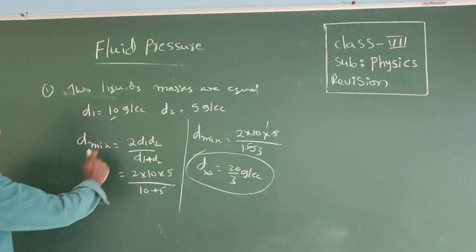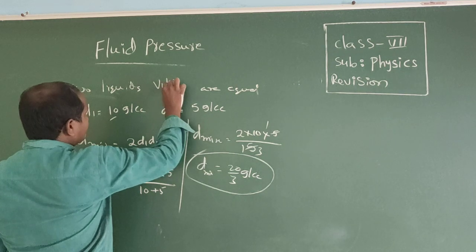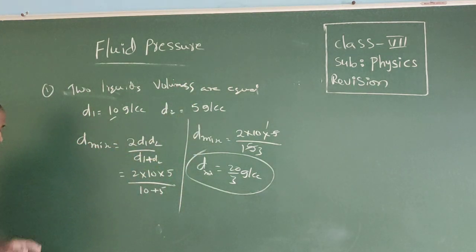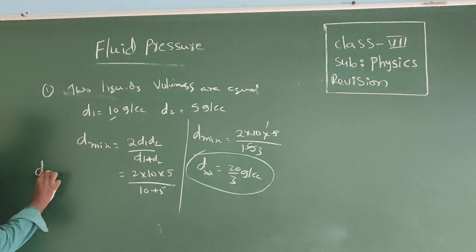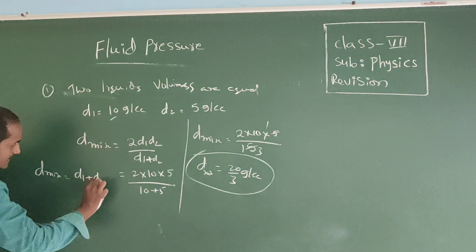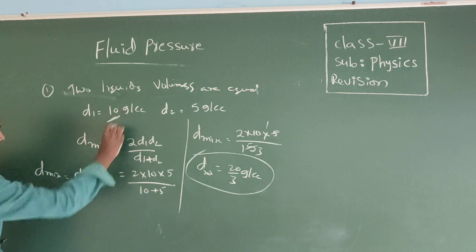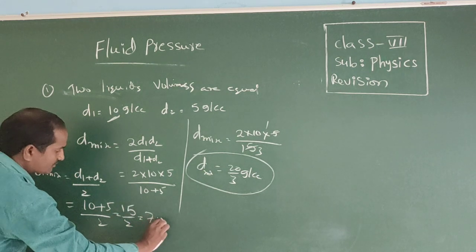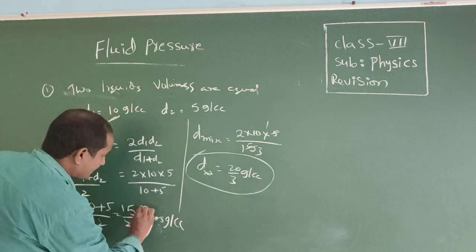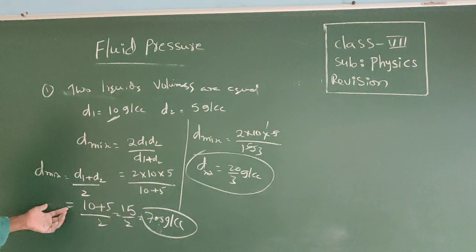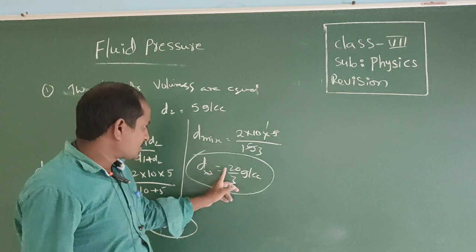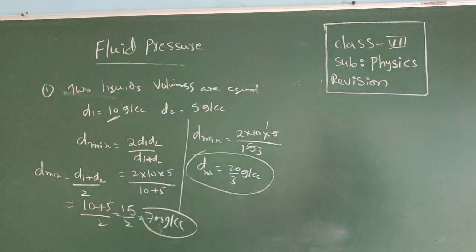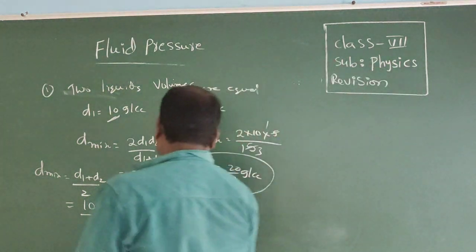If the volumes are equal, same problem. If volumes are equal, density of the mixture equals D1 plus D2 by 2. D1 equals 10, so 10 plus 5 by 2 equals 15 by 2, that is 7.5 gram per cc. It is the value of the density of the mixture. If masses are equal, the density of the mixture equals 20 by 3 gram per cc. If volumes are equal, then the density of the mixture is 7.5 gram per cc.